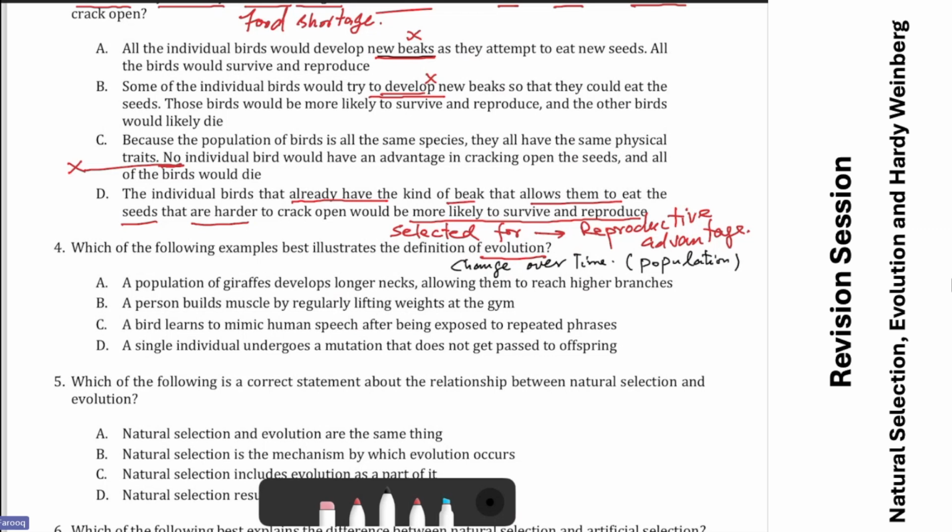A population of giraffe develops longer necks, allowing them to reach higher branches. Okay, that might be the correct one so far. Then a person builds muscles by regular exercise. Okay, if a person builds muscle, it's in his own life. It's not change in the population over time. It's an individual. So this is wrong. A bird learns. Okay, again, this is a single individual. So as I told you, it should be in the population. So only the first option talks about the population. So that's why that option is correct.